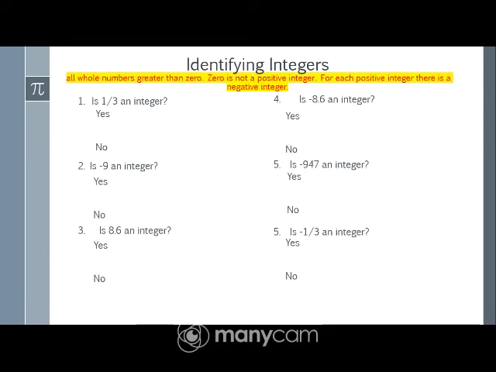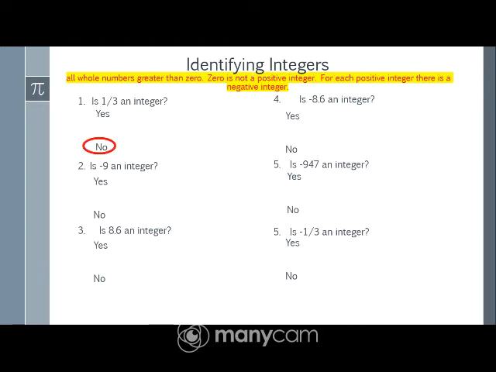Alright, let's keep going. Identifying integers. Let's look at the top. Remember, positive integers are all whole numbers greater than 0. 0 is not a positive integer. For each positive integer, there is a negative integer. So, is 1/3 an integer? Yes or no?